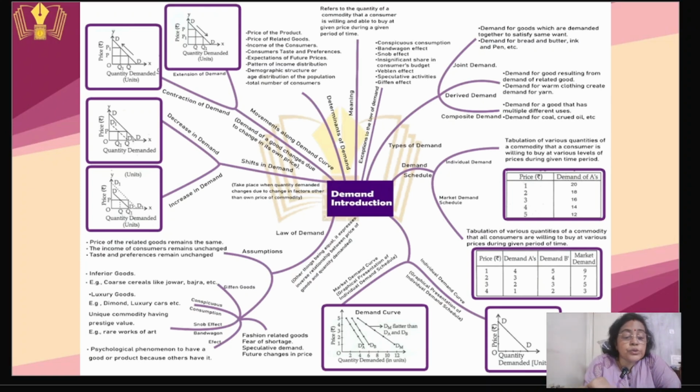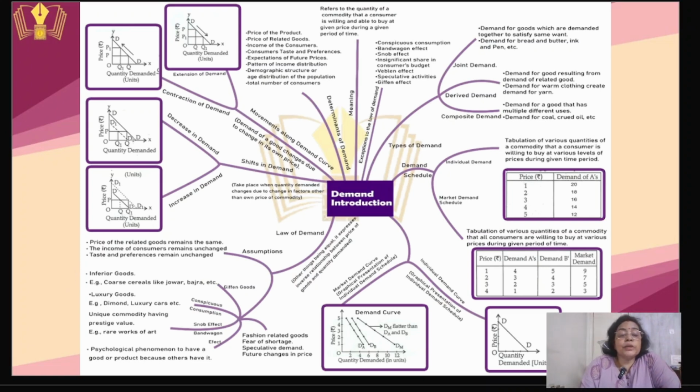The price of related goods remains the same. Income of the consumers remains unchanged. Taste and preferences remain unchanged. All these things will be remaining unchanged. Okay? So, this is the law of demand with its assumptions. Okay?